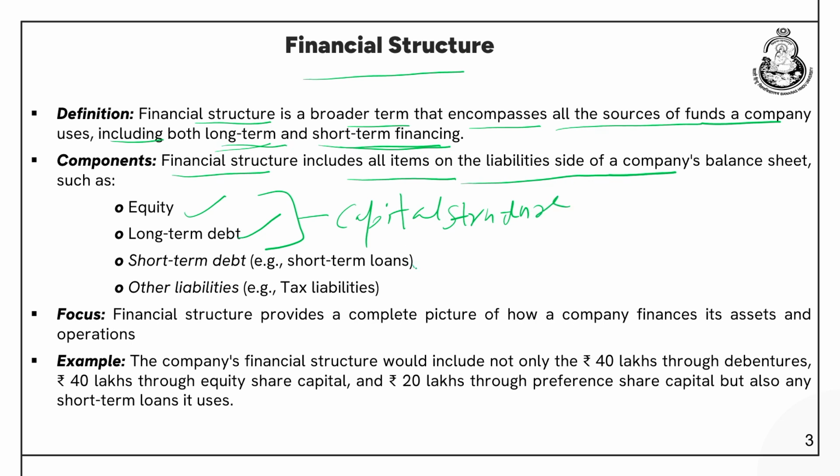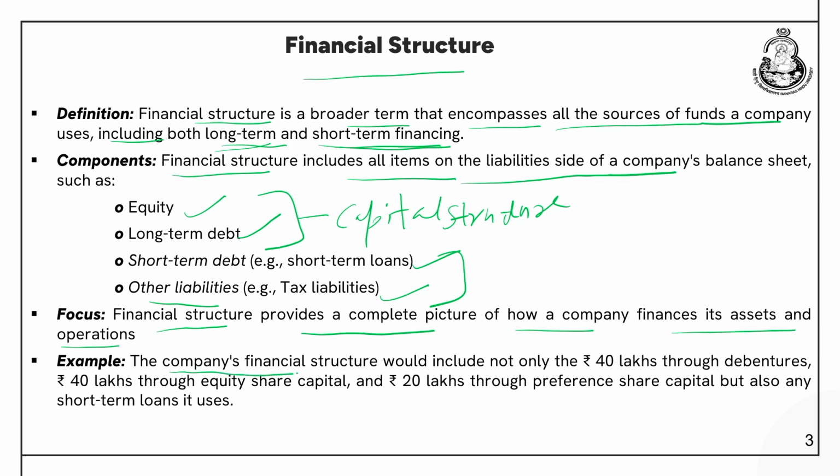Apart from this, we also have short term debt, whether it can be a loan which is of less than a year, or some other liability like the tax liability which you have to pay within 1 year. So, these all things will be included as a part of the financial structure, a much broader concept. Financial structure provides a complete picture of how a company finances its assets and operations, not only focusing on the long term liabilities, but also the short term liabilities.